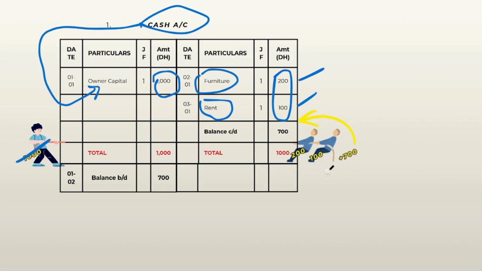It's heavy. To balance this account, we need to make both sides equal. We write the total, 1,000, at the bottom of both sides. Now we ask, how much is missing from the lighter side? 1,000 minus 300 is 700. We write this 700 as balance c/d, carried down. This is just a plug number to make the math work. Then, and this is key, we take that 700 and bring it back to the debit side for the next month, calling it balance b/d, brought down. This tells us we have 700 dirhams left in our pocket.